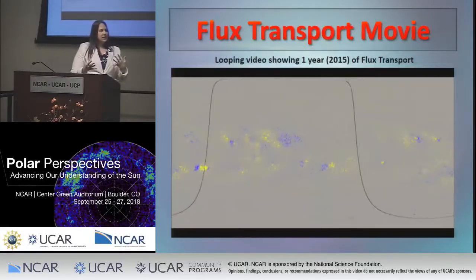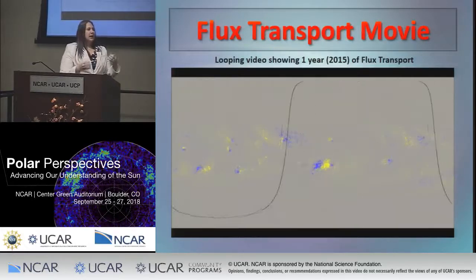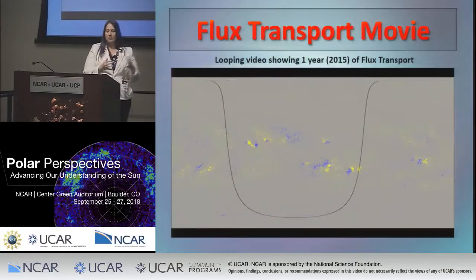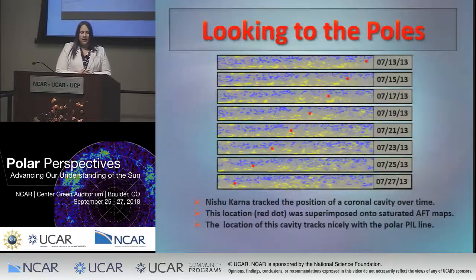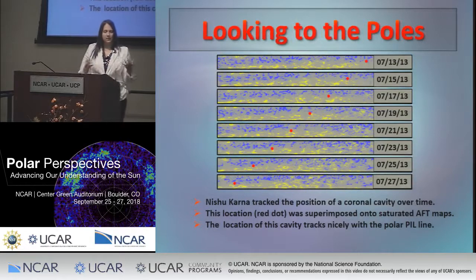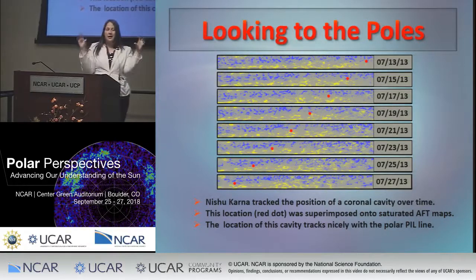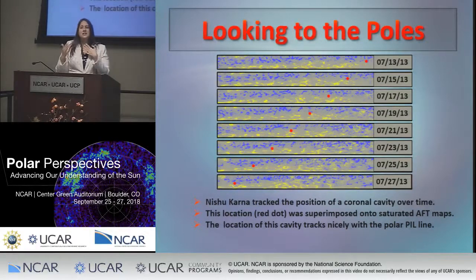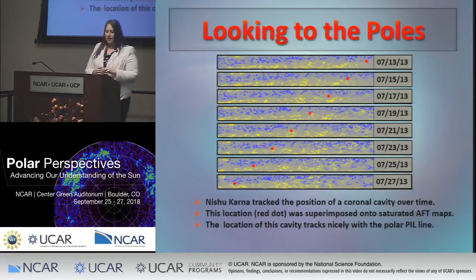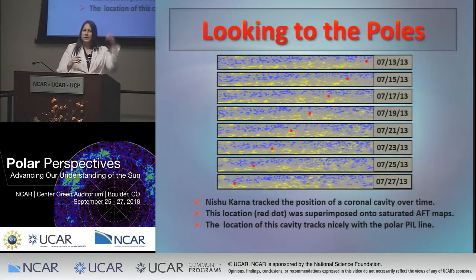And so there is some question as to how confident we are in these glimpses of what we might see at the poles. Well, we have some ancillary observations that help to validate whether or not we can have faith in these observations. So I've taken a strip of the magnetic map from AFT, focused on the high latitude polarity inversion line, and I've also saturated the magnetic field so we can really accentuate that polarity inversion line to see what the structures are. The red dots that you see here are locations that Nishu Karna measured as being the locations of coronal cavities on the limb.